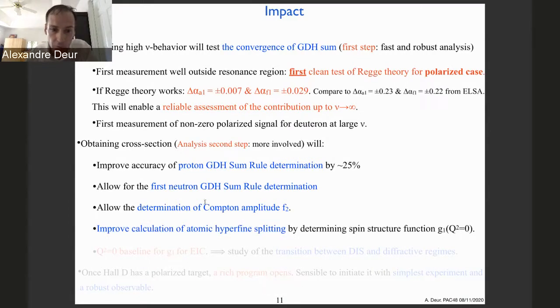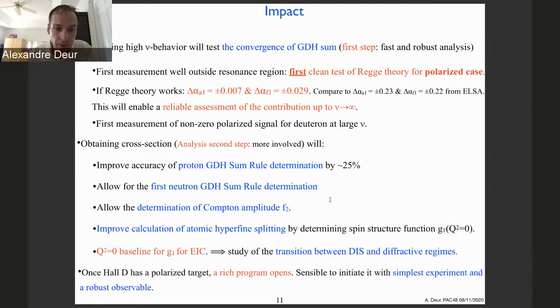It will improve the calculation of atomic hyperfine splitting because we'll determine the spin structure function G1 at Q-squared equals zero, and Q-squared equals zero is essentially the Q-squared for atomic physics. And also this determination of G1 at Q-squared equals zero will be a baseline for EIC study of the transition between DIS and diffractive regime. Finally, once we install the polarized target in CLAS, there's a very rich program that will open. Our experiment is simple, fast, and with a robust observable, so it makes sense to initiate such a program with this type of experiment. So thank you.